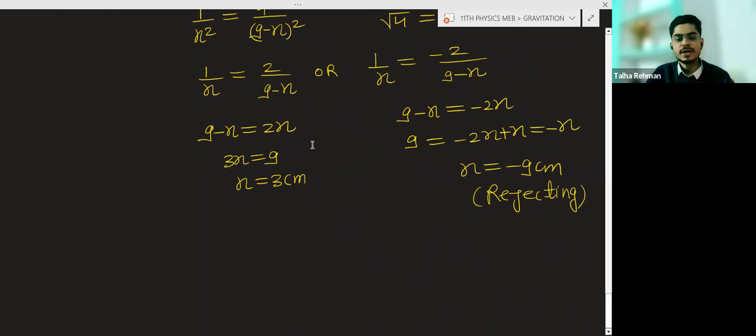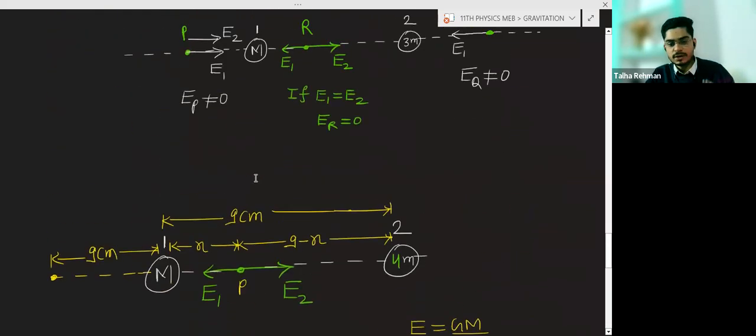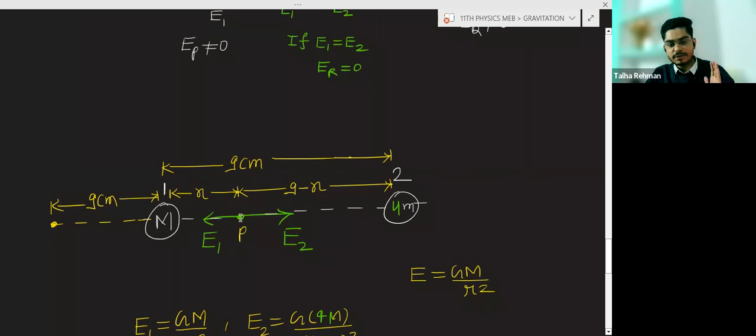So our answer will be x is equal to 3 centimeter from mass m; the gravitational intensity will be 0 at a distance of 3 centimeter from mass m. With respect to mass 4m, this distance will be 9 minus 3, that is 6. So from mass 4m, the gravitational intensity will be 0 at a distance of 6 centimeter. They can ask you from this mass m or from that mass 4m.